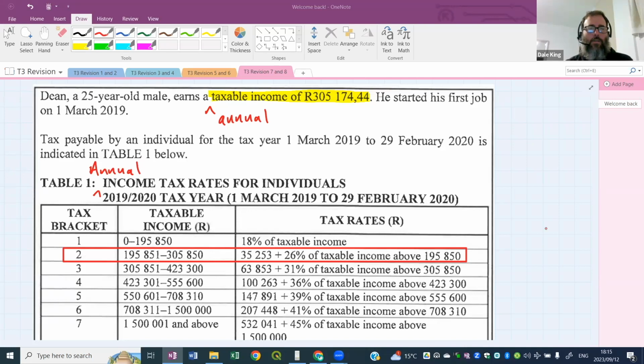Right, I'll give you a couple of minutes, guys. Work out the monthly tax payable if this person's salary, highlighted in yellow there, is 305,174 and 44 cents. When you have an answer, please let us know. You can give us a thumbs up to let us know that you've got answers. Then we know that you guys are done and we can go over the question. So when you've got an answer, give us a thumbs up to say, yep, I'm done. And then we can start going over the question.